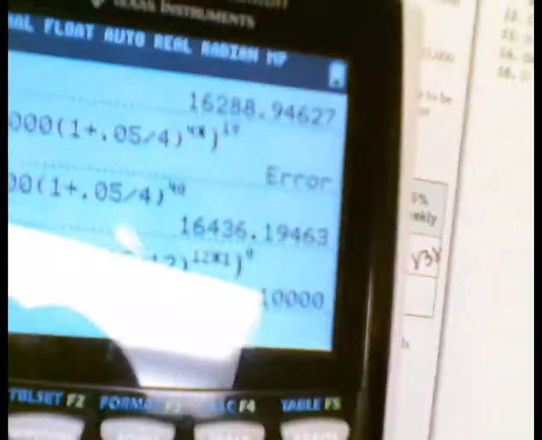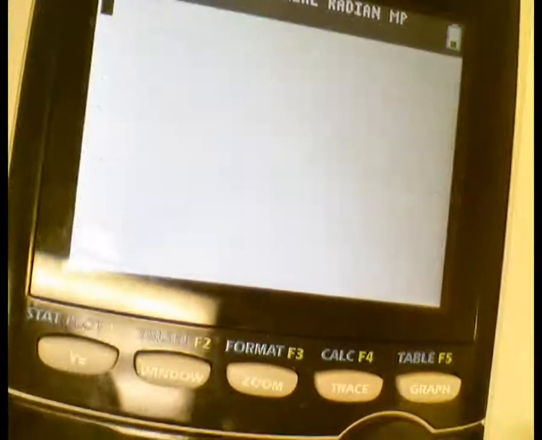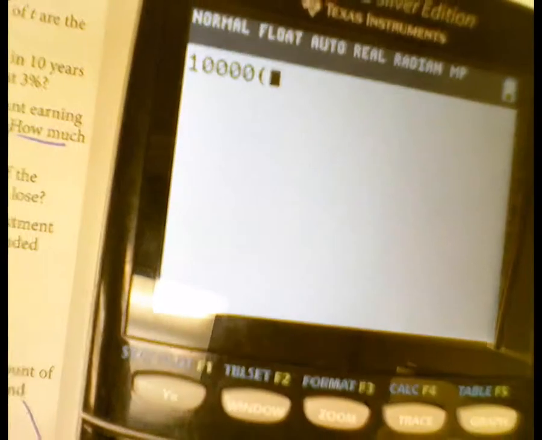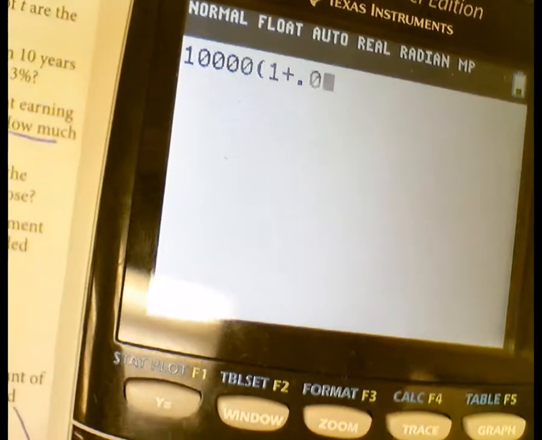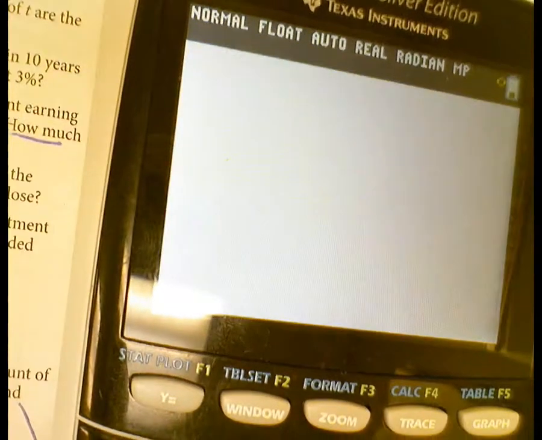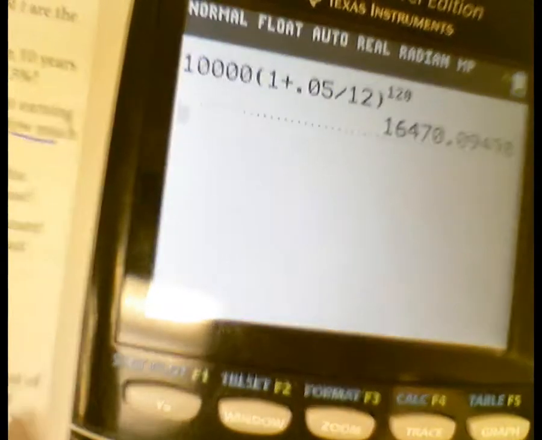Oh, what did I do? Oh, there's a 0 in there. I don't know what I'm doing. Someone help me. 10,000 parenthesis 1 plus 0.05 divided by 12 raised to the 120, 12 times 10 years.